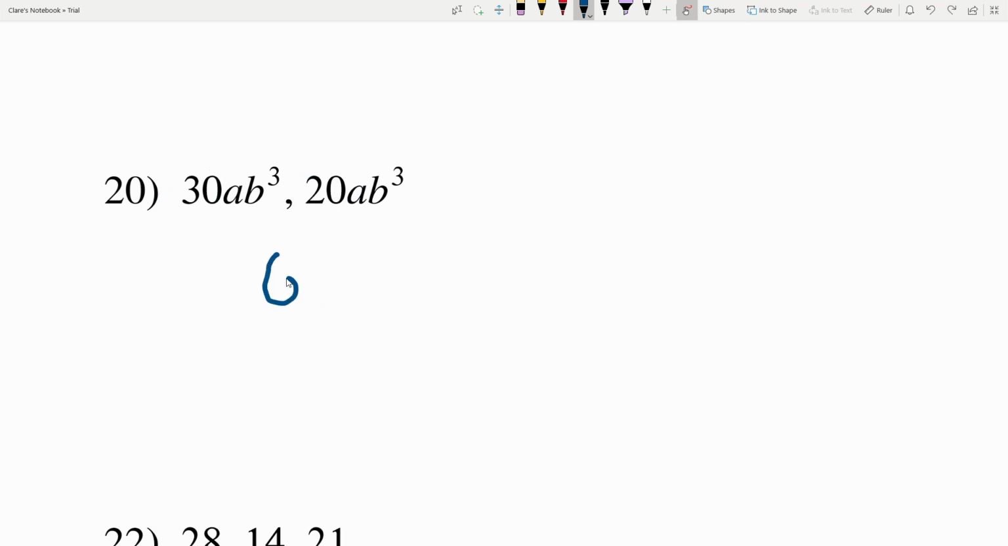So 60 is part of my LCM, and then I'm going to look at ab cubed and ab cubed. ab cubed and ab cubed are the same, so they divide each other, so they are multiples of each other. So 60ab cubed is my solution in number 20.